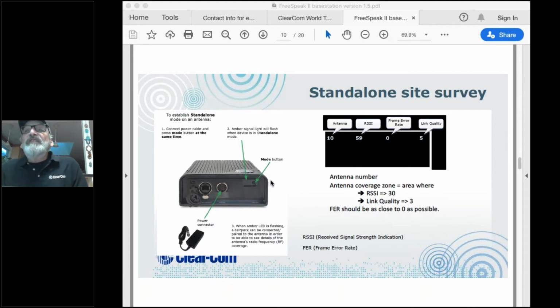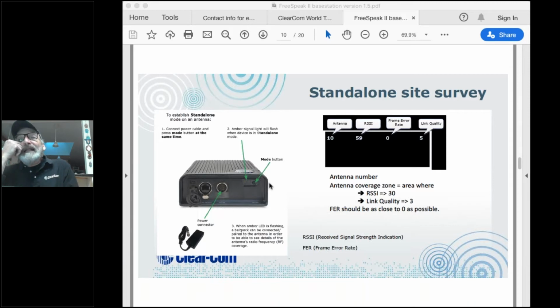Just to the right of those LEDs is a mode button. Here's a really cool trick, which we mentioned a little bit earlier: if I push that button just before I add power and hold it while I'm adding power, the amber LED will start to flash like a heartbeat. Blink, blink, blink, blink, like that. That tells me that transceiver is now in what we call test mode or standalone mode.